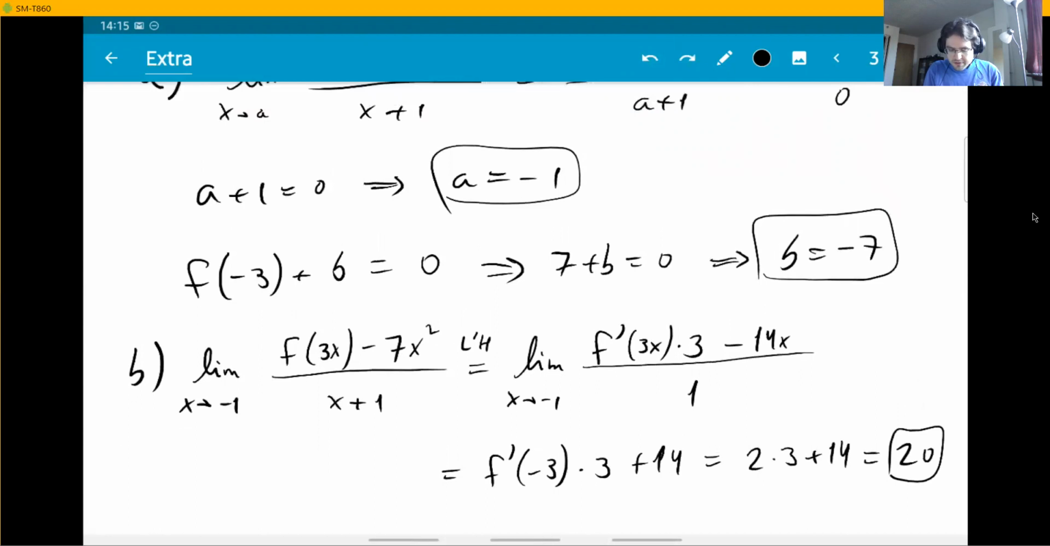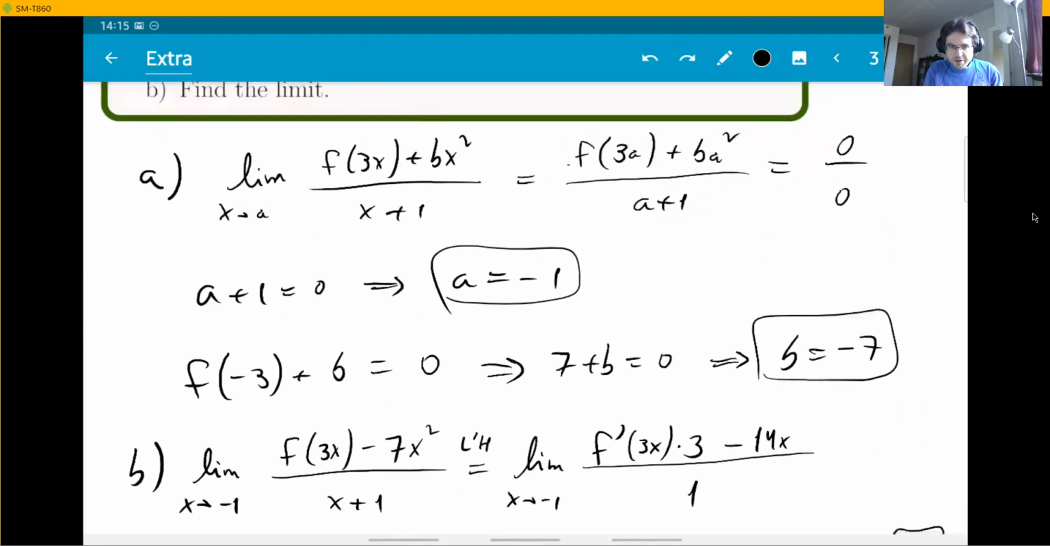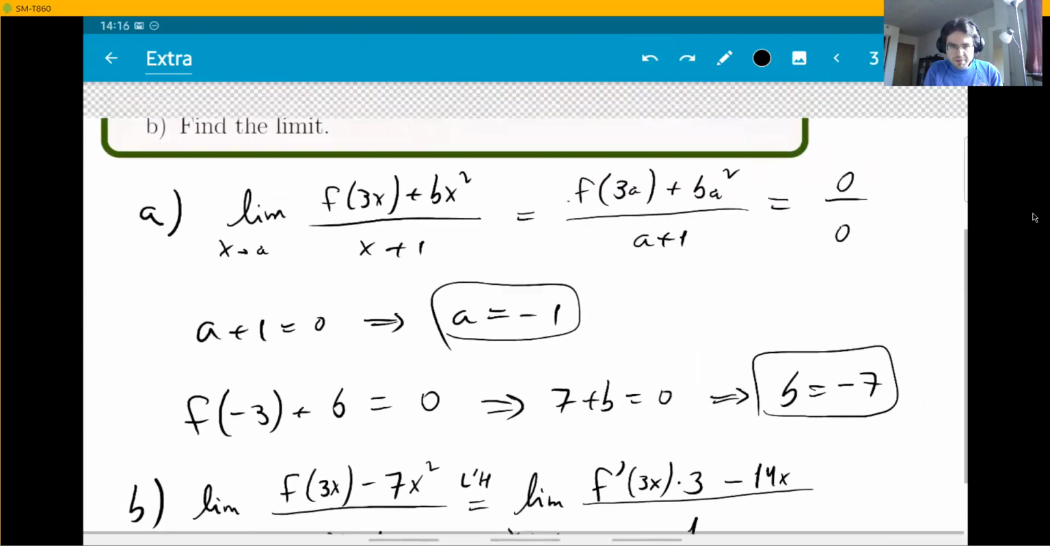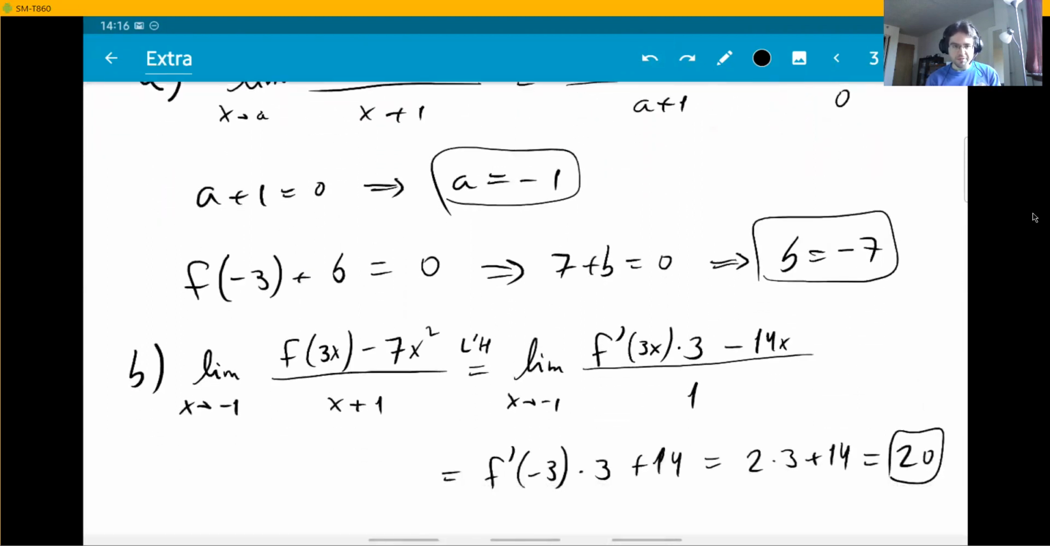So you see that sometimes a question may ask you to find the parameters first. And we did it by knowing that L'Hopital can be applied. They told us that. Once you have the parameters, then you can apply L'Hopital symbolically because of the function f, but it gives you a final answer.